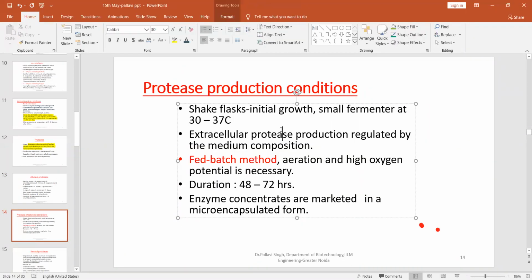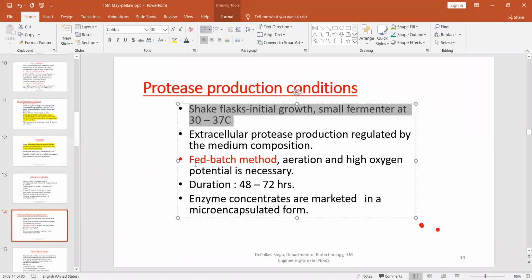Again, talking about the production method, in the lab, we do it in shake flask batch culture conditions in a small fermenter at a temperature of 30 to 37. For the amylase, I told you it is still 45, we get good production. But for protease, we get good production till 37.